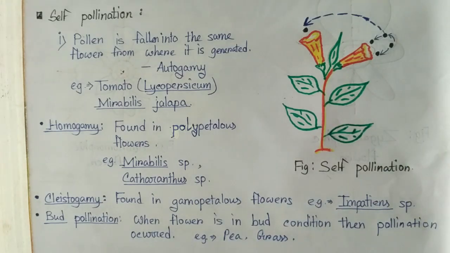Next comes bud pollination. The pollination takes place when the flower is in the bud condition. It usually occurs in flowers in which stigma and the pollen grains mature or ripen even before opening of the bud. Example, pea and grass, meaning self-pollination occurs in the bud condition, not in the flower condition. Here are the full details and examples of self-pollination, and there is no involvement of a carrier in the self-pollination procedure.